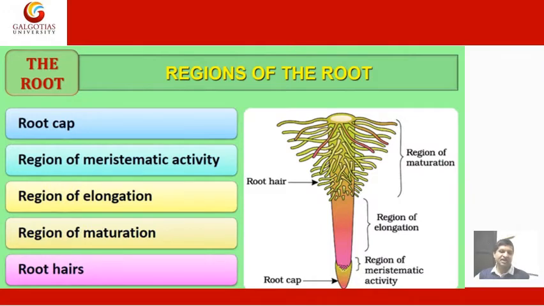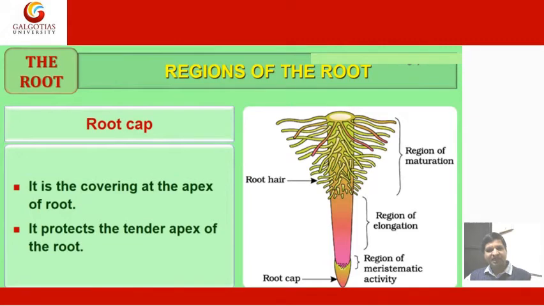Regions of the root: root cap, region of meristematic activity, region of elongation, region of maturation, root hairs. If you see the image, I have written it well, where you can see the region of maturation, where the root hairs are, the region of elongation, the region of meristematic activity, and the root cap. Through this picture, you can easily understand the morphology of the root.